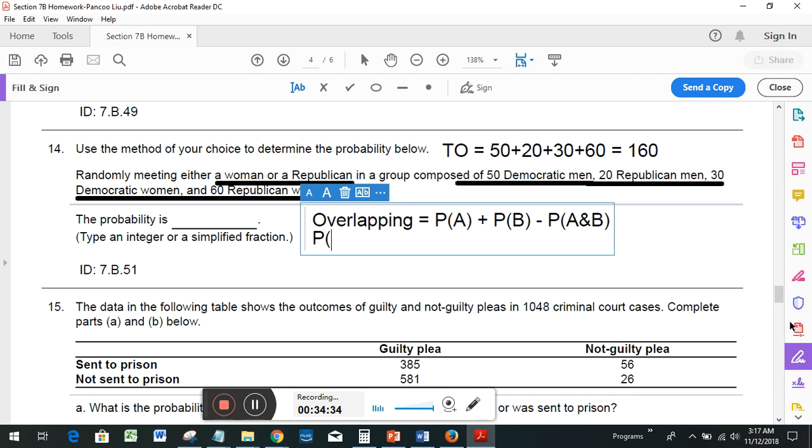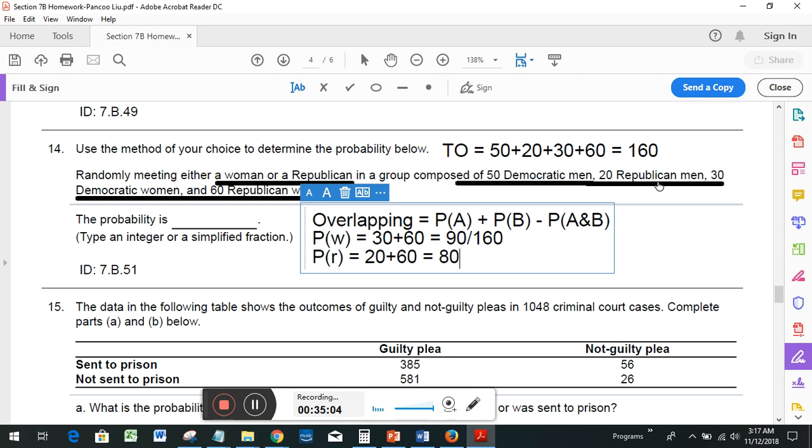So the probability of women will be equal to our 30 Democratic women plus our 60 Republican women. So that's basically about 90 women out of 160 people. Our next event is Republican, so we need to add up all of the Republicans. We have 20 Republican men plus 60 Republican women. So that's basically 80 Republicans out of 160 people.